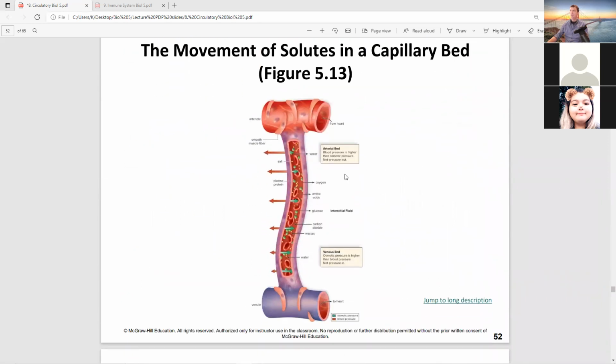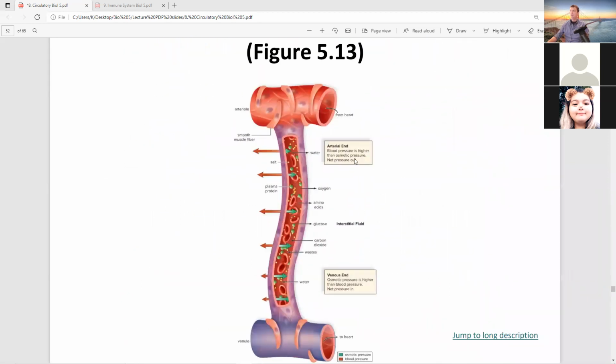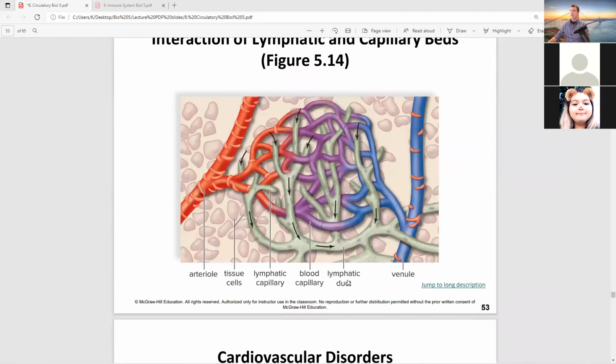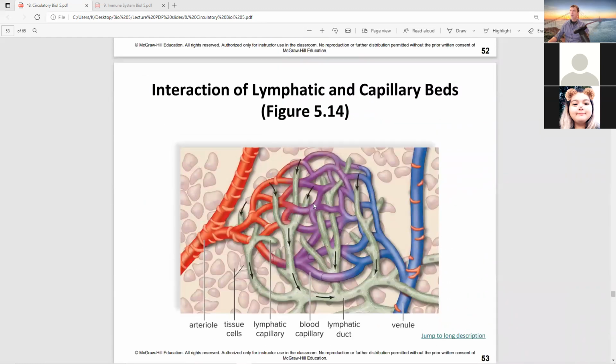Okay, so that's shown here. At the arterial end, blood pressure is high, higher than osmotic pressure, so the net pressure is out. And then at the venous end, osmotic pressure is higher than blood pressure, so the net pressure is in. And then here's an image showing you the lymphatic capillaries as well.